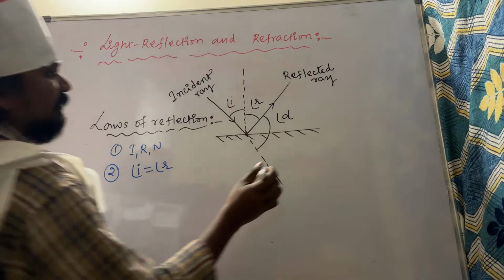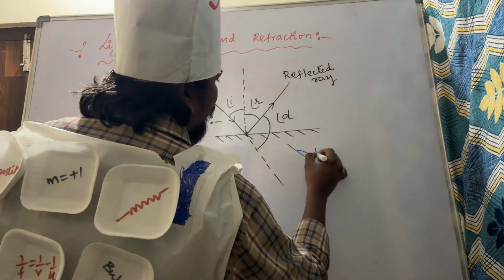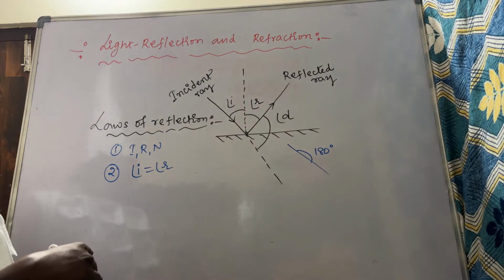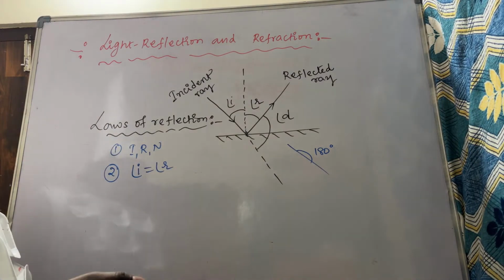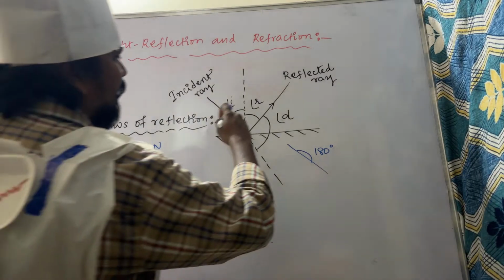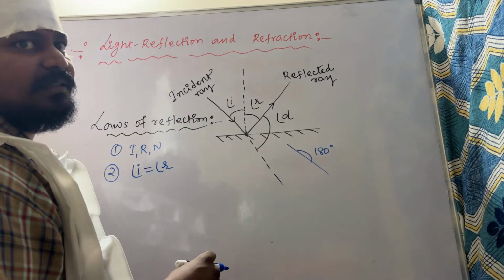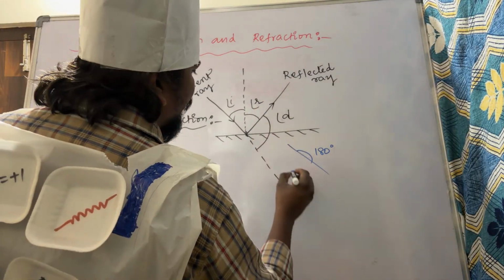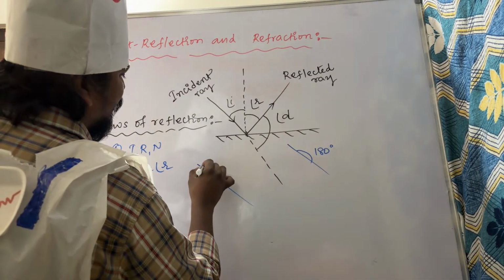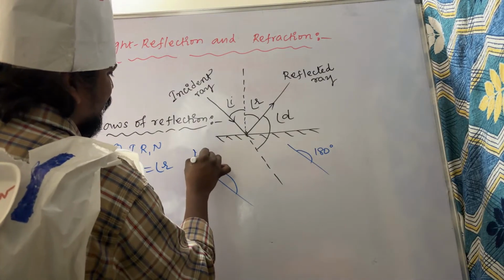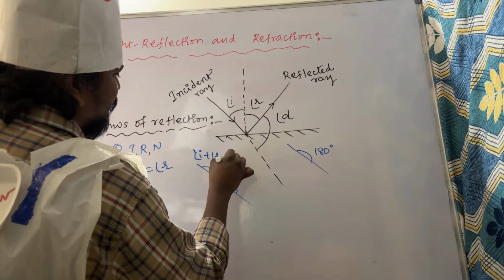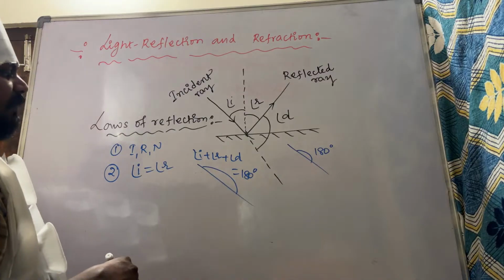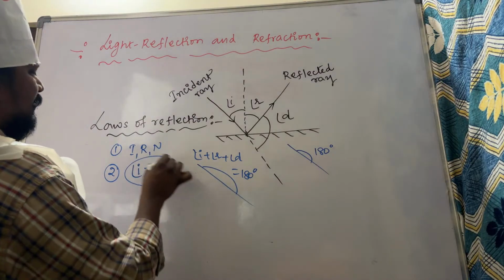Now this angle is called the angle of deviation, like a linear angle, which is 180 degrees. So angle of incidence plus angle of reflection plus angle of deviation equal to 180 degrees.